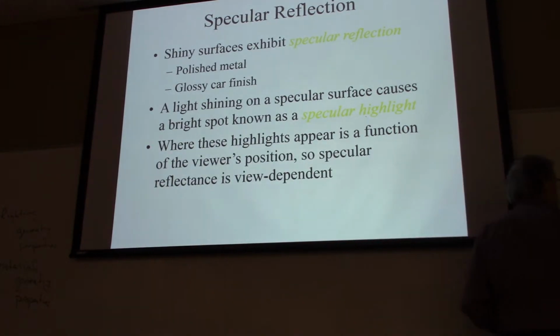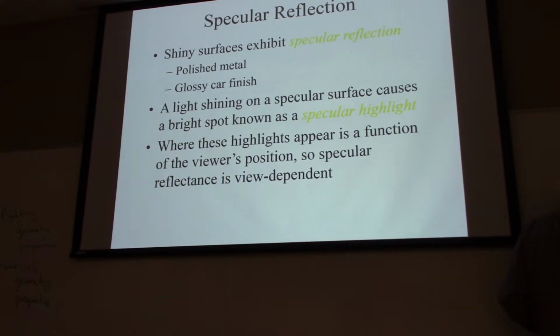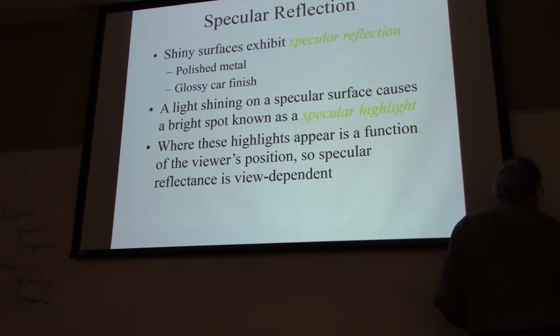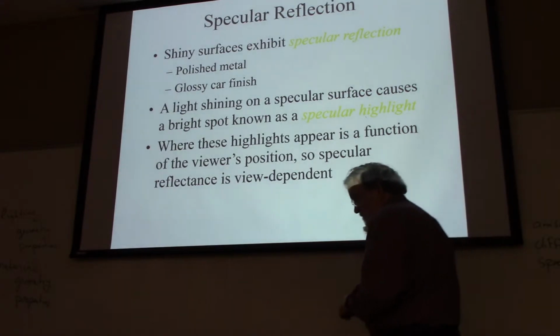Ambient light can be directional, or point, or extended, or spotlight. Okay, reflection: you have ambient reflection, you'll have diffuse reflection, and you have specular reflection.